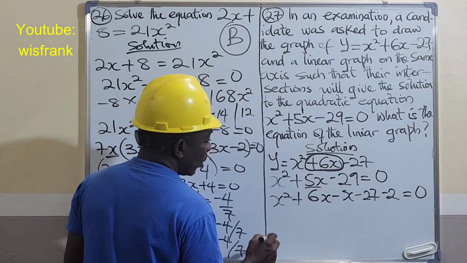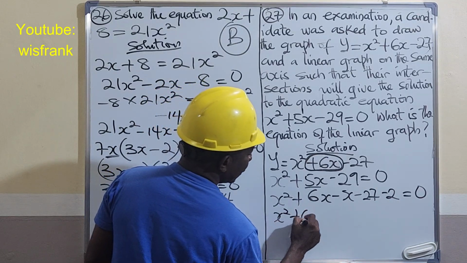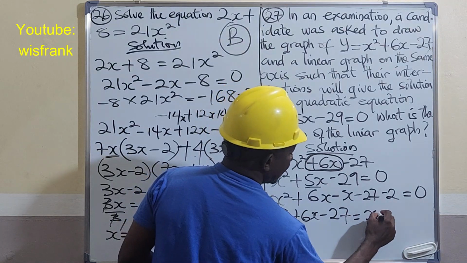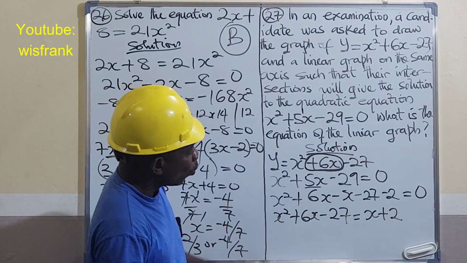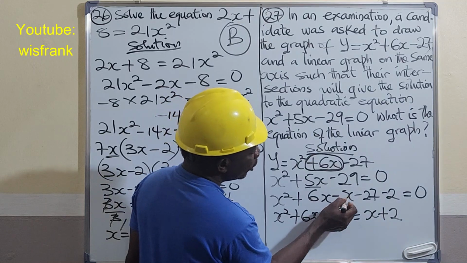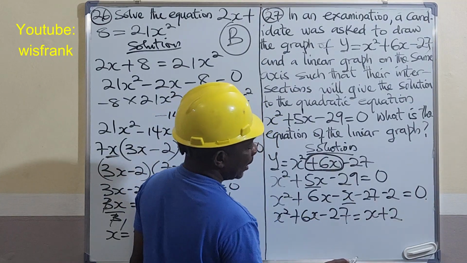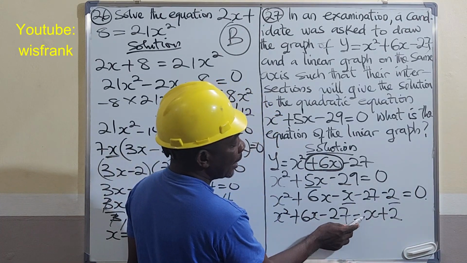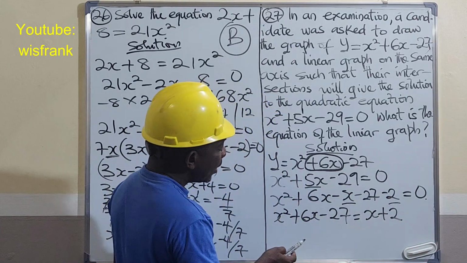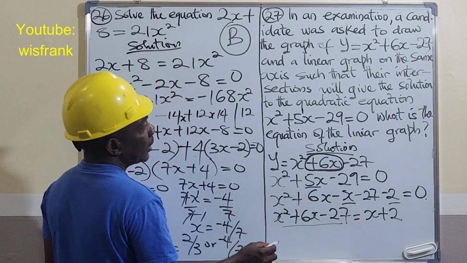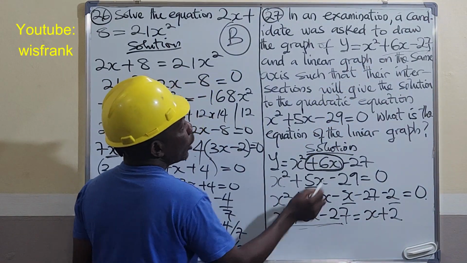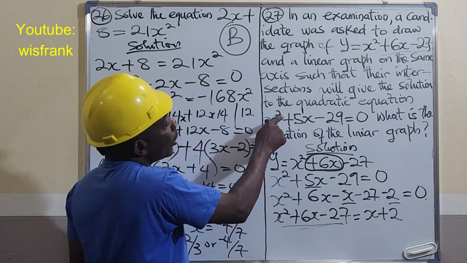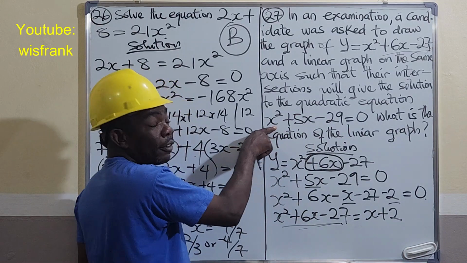When we rearrange this, we are going to have x squared plus 6x minus 27 equals x plus 2. So here, what we do now is we transpose minus x to this other side, and also we transpose minus 2 to this other side, so their signs turn to positive. So you can see that here is what we have. So that is the quadratic equation, and also the solution of that quadratic equation gives rise to this equation.